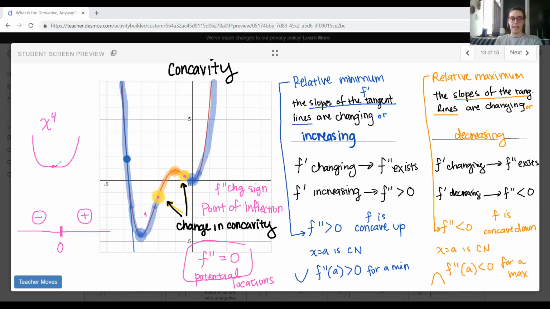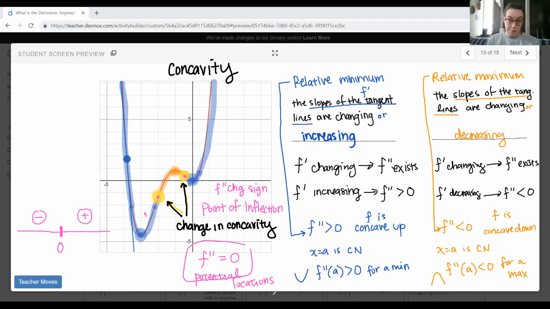Because if it's really, really flat, that means we're not registering any change. And so that's another thing, that when a derivative equals 0, it means you have a moment of no change. Right? That's just something you want to look out for. Okay. So make sure if you are looking for points of inflection, not only do you set the second derivative to 0, but you actually check that it changes sign.